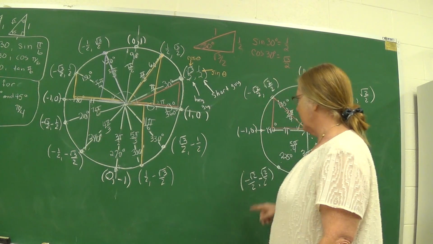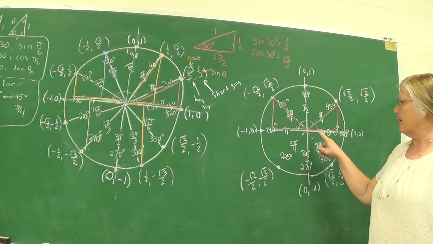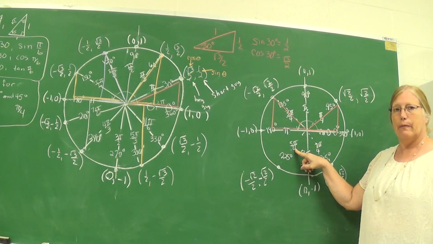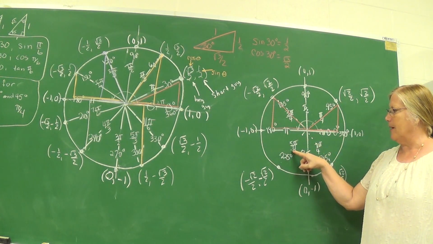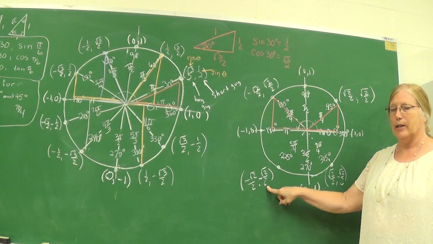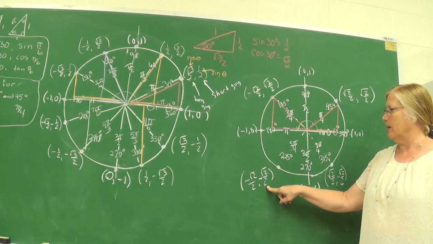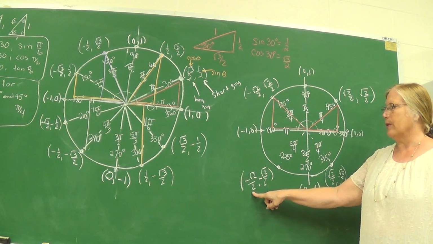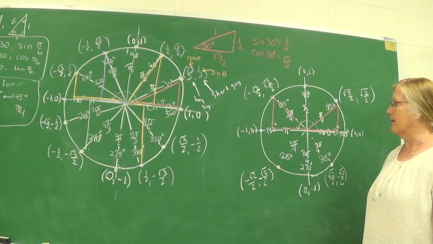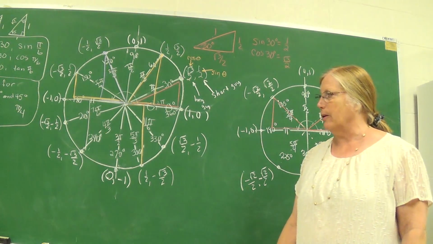So what about over here on the quarters? What is the sine of 5 pi over 4? The sine of 5 pi over 4 is the second coordinate, negative square root of 2 over 2. The cosine is the first coordinate, and it always works, no matter where you are on the unit circle.